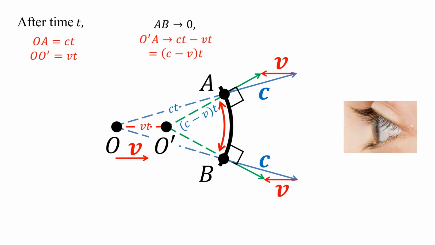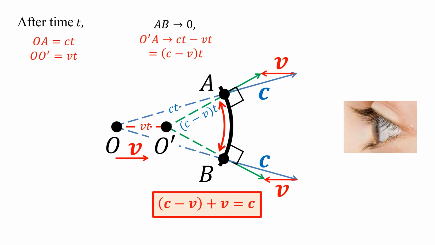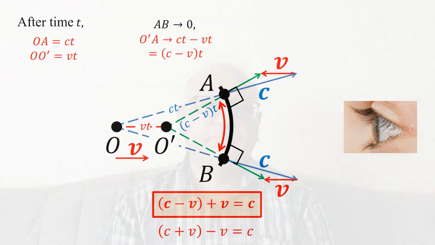Now imagine a spherical wave of light whose radius is increasing at the speed of c minus v, and its center is moving towards an observer at the speed of v. Then the wavefront will be approaching the observer at the speed of c minus v plus v, which is equal to c. Remember that in the case explained in the previous video, the observer was moving in the opposite direction, and we had the speed of c plus v minus v, which was again equal to c.